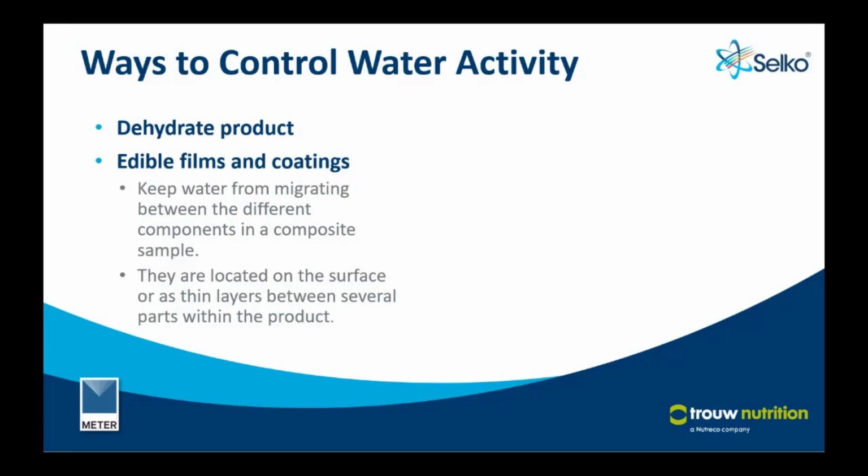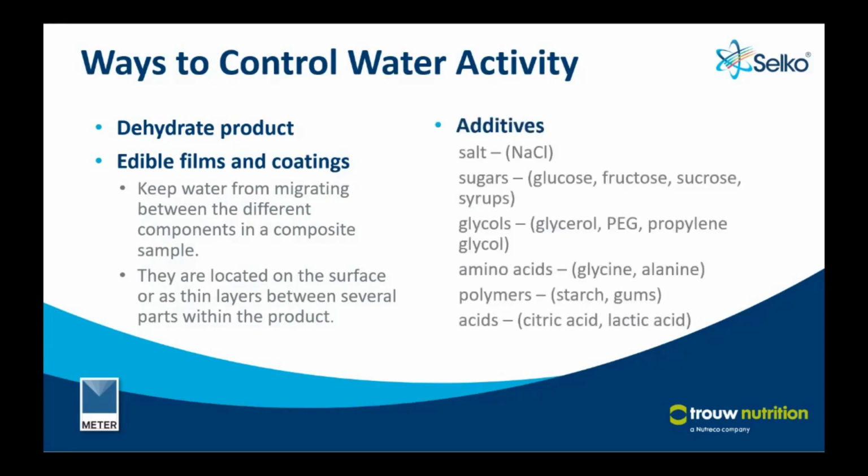The last thing we can do is actually some additives. So salt, I mentioned earlier, these are all good, what we call humectants, which means that they're going to bind with the water. So you maintain your moisture content, but now you're lowering your water activity because you're binding with the water. So here are some examples that we generally use in the food industry: salt, sugar, glycols, amino acids, polymers, and acids, and some are better than others. But this is just a good general list for some direction on some additives that could be used.